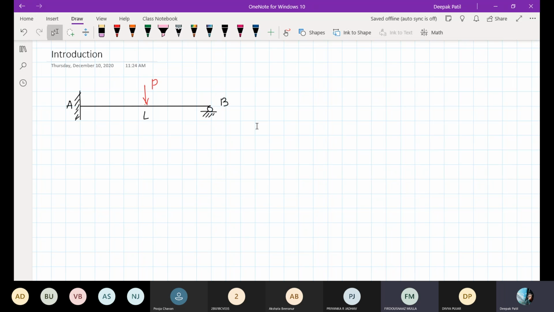How can you say it is indeterminate? R is greater than 3n. You can see here, it is a very simple thing. So how many unknown reactions are there at the fixed support?